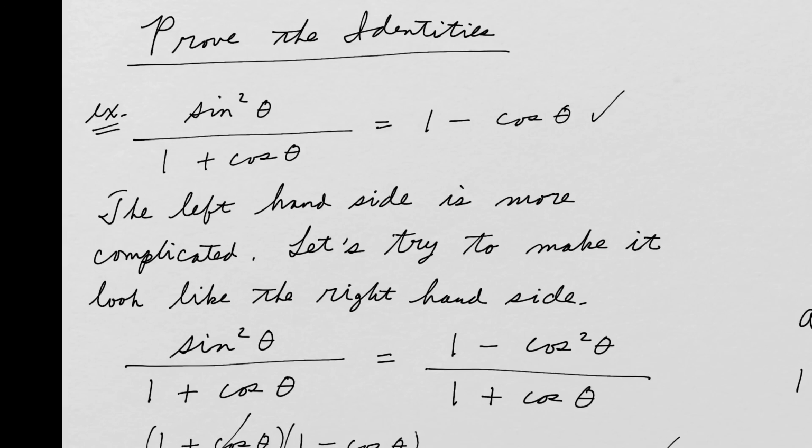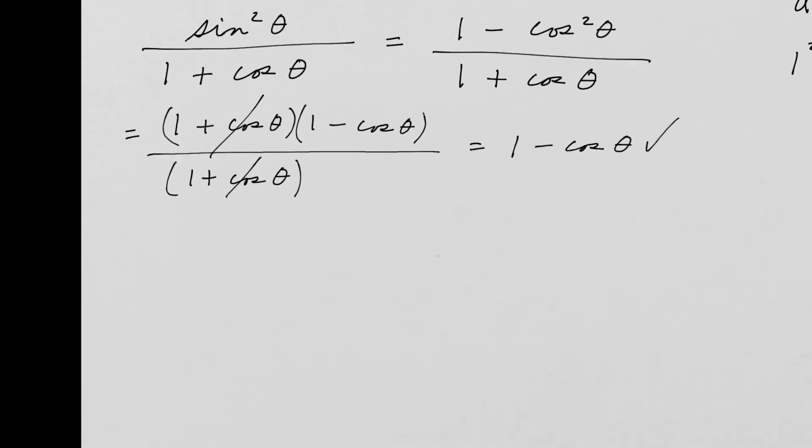Okay? So really that's the gist of how you want to solve these. You want to look at the more complex side and try to get it to look like the opposite side, right? The side that's a little easier. All right, so here's another example.